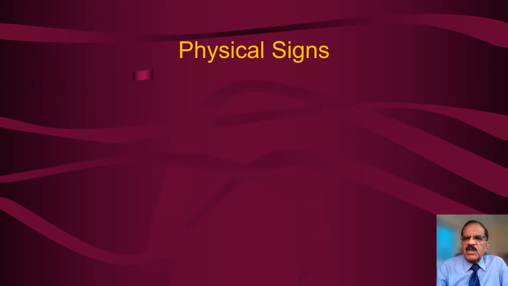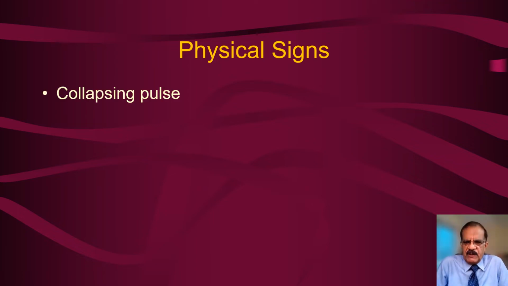Now, physical signs are important. Some physical signs can give you a very strong clue to the diagnosis, or they can give you the actual diagnosis. First, of course, is the pulse. As per normal examination technique, whenever you examine the cardiovascular system, you first examine the pulse, then you take blood pressure, then you examine the neck veins, and then you come to the precordium.